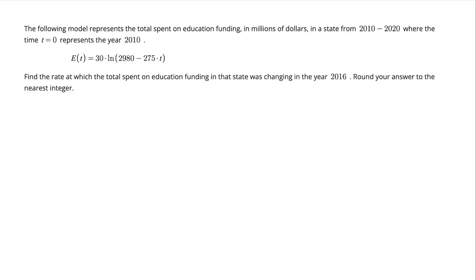The following model represents the total spent on education funding in millions of dollars in a state from 2010 to 2020, where the year 2010 is represented by t equals 0. Okay, so here's our function e of t. We need to find the rate at which that function, the total spent on education funding in that state, was changing in the year 2016. So if t equals 0 represents 2010, that would mean t equals 6 represents 2016.